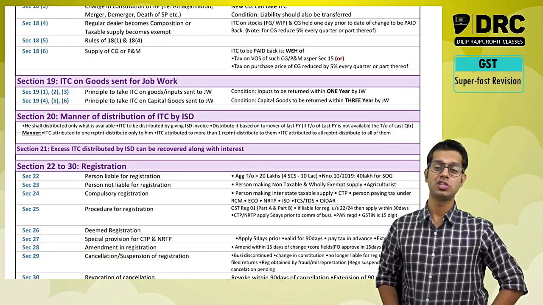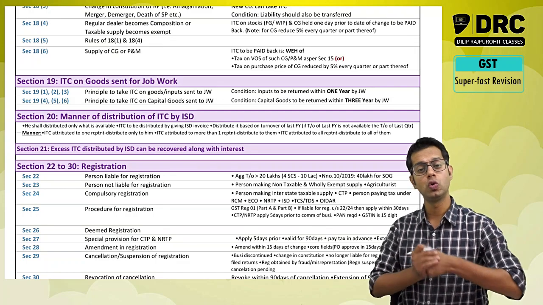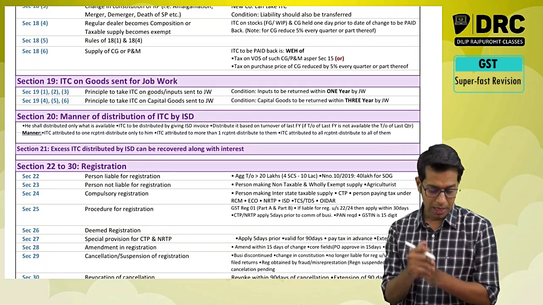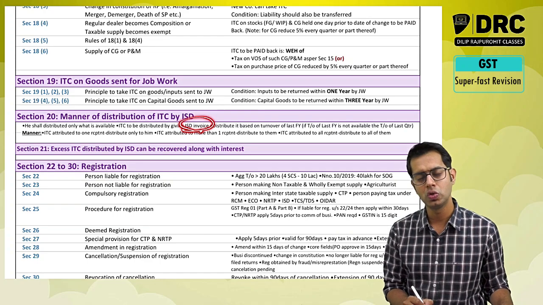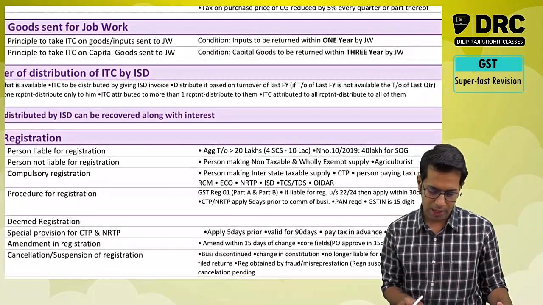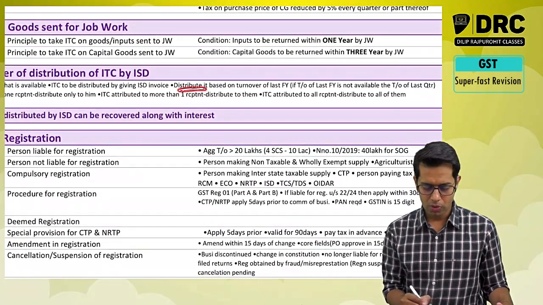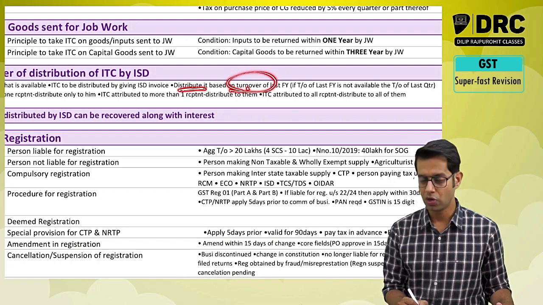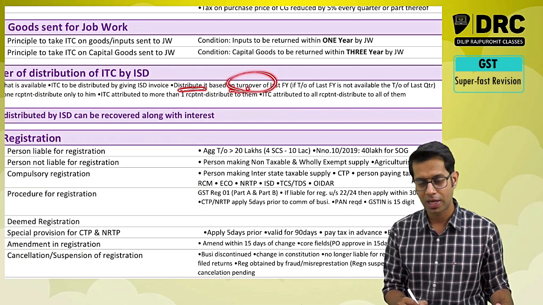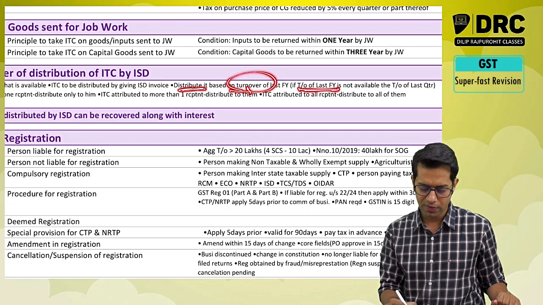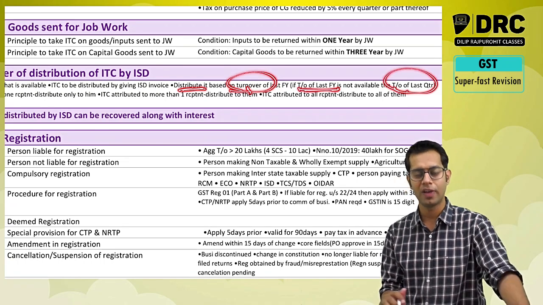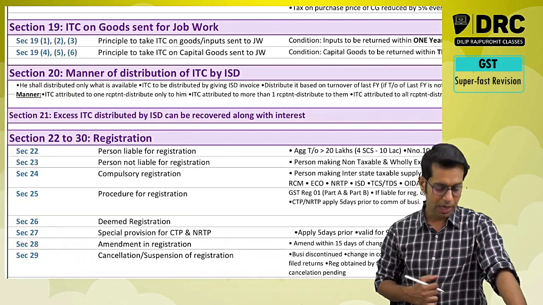An input service distributor can distribute the credit to the persons registered under the same PAN. How should he distribute, sir? For distributing the credit, he should use a document called an input service distributor invoice. Now the distribution should be based on the turnover of the last financial year. You are required to distribute it proportionately based on the turnover of the last financial year. If the turnover of the last financial year is not available, then take the turnover of the last quarter for which the details are available. How do I distribute, sir?